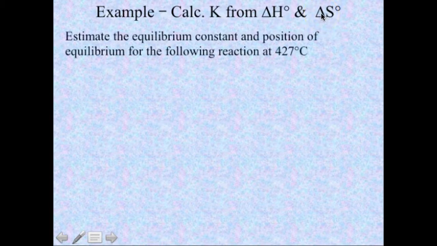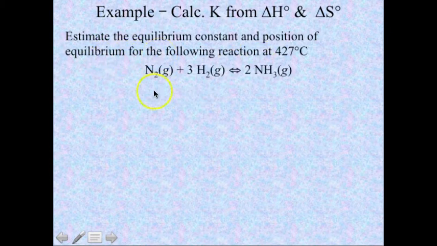So here's another example of how we can use free energy. We're going to calculate the equilibrium constant for a reaction, exactly the one that we're just looking at, from the enthalpy of the reaction under standard conditions and the entropy of the reaction under standard conditions. So there's the question. Estimate the equilibrium constant and position of equilibrium for the following reaction. And it's the one we just looked at. Nitrogen plus 3 hydrogen yields 2 ammonia.